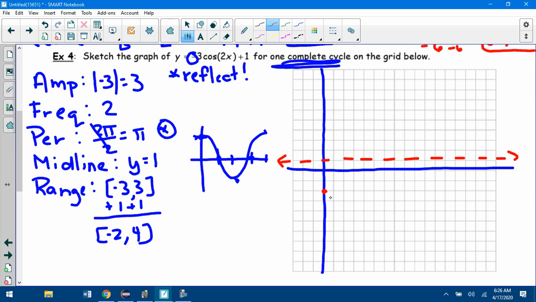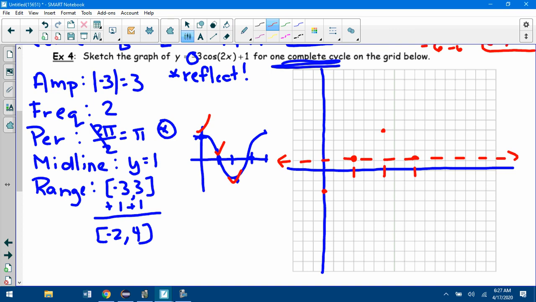And then I'm going to go every 3 again. My next spot, so I've done this one. My next one is on the midline, right there. So 1, 2, 3 again. Normally I'm below the midline. Here, since I'm reflecting, I'm going to be 3 above the midline. So right here, I've done that one.